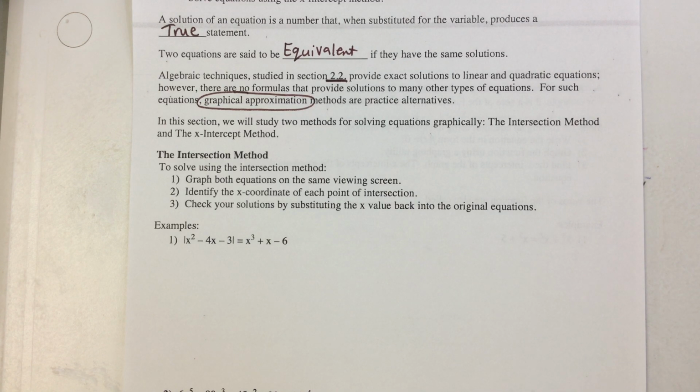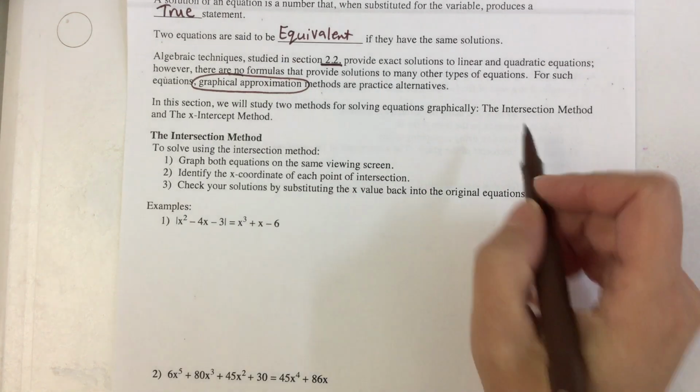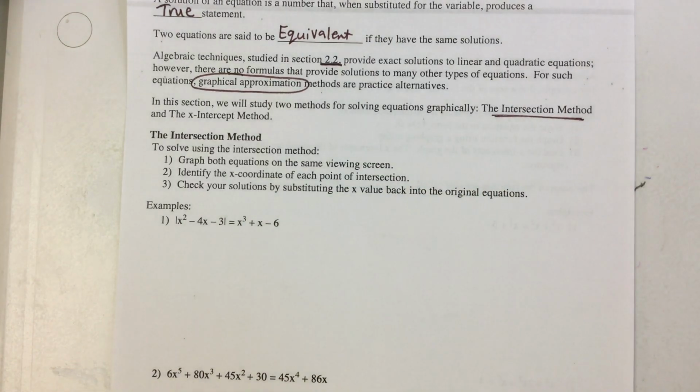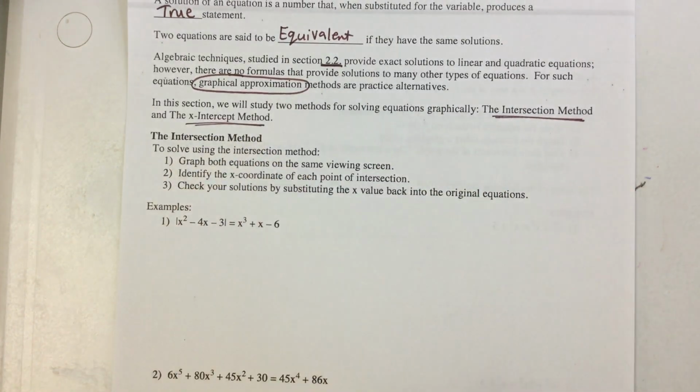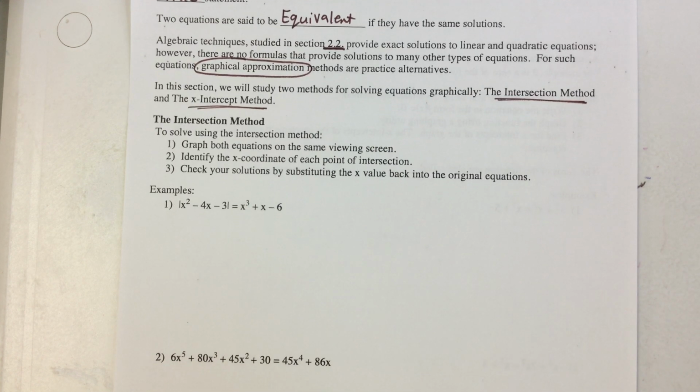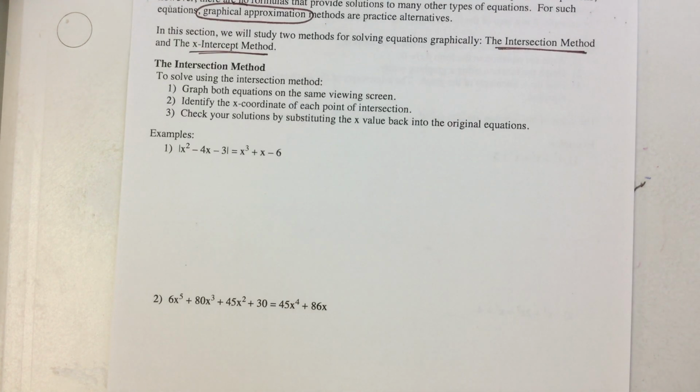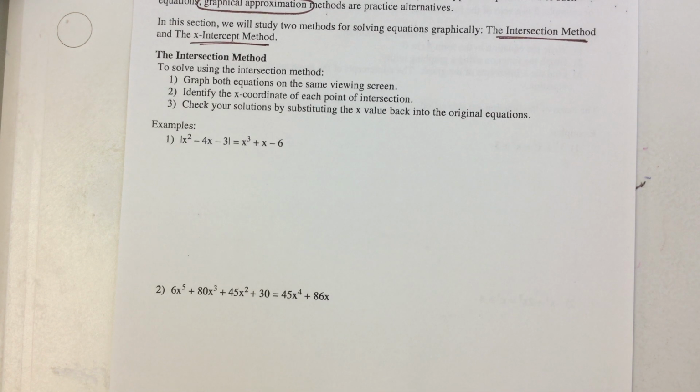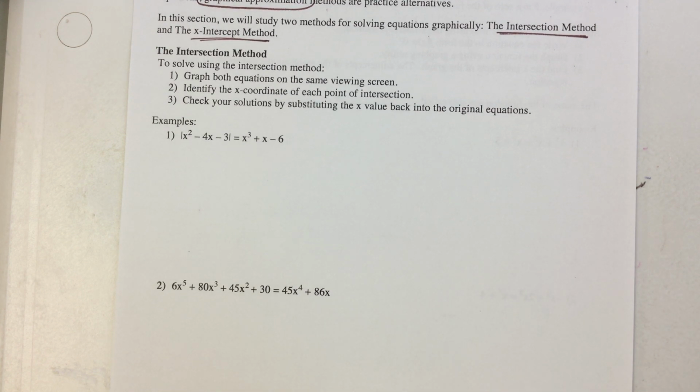We will look at two different ways that you can do this. One way is called the intersection method. The other way is called the x-intercept method. Both options are just helping us solve equations. If I'm looking at the intersection method, what you need to remember is that if you have two functions that intersect, what you're looking for is the exact location where they meet or where they cross. So that's what the first method is really looking at.